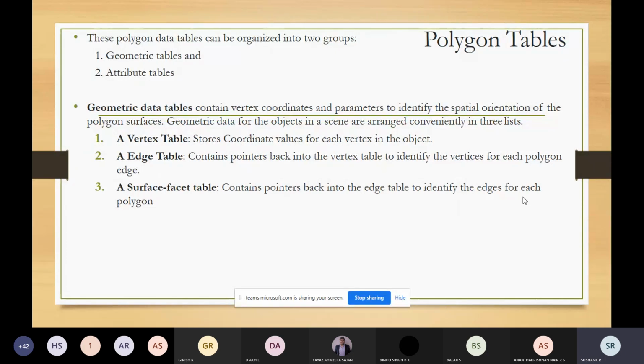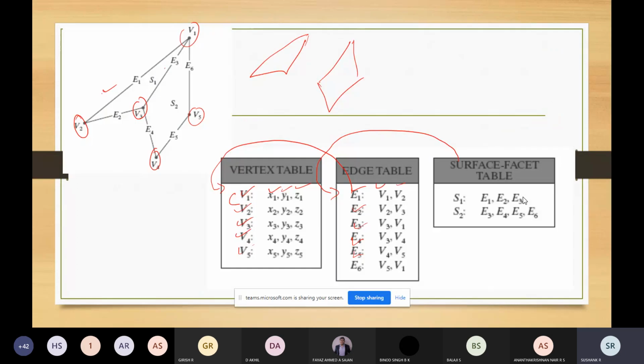Why are we using this polygon table? Because the objects can be displayed efficiently by using the data from the table. We can use the data from the edge table to identify the boundary of the polygon, because from the edges itself you can know the boundary of the polygon. And also you can use the vertex table and surface table.